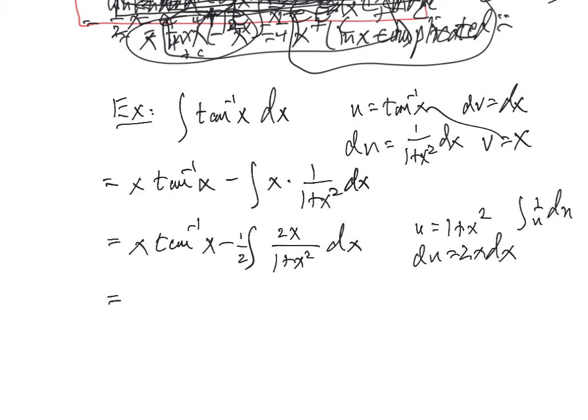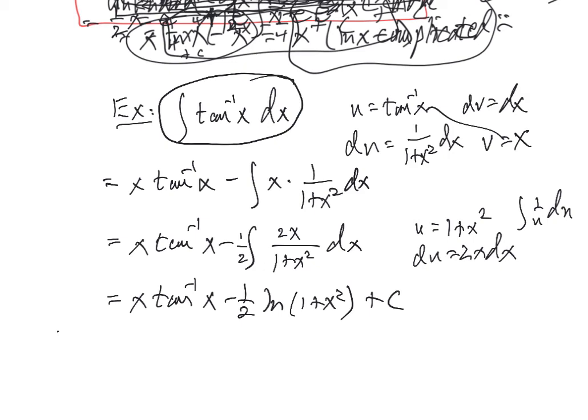And therefore, the antiderivative will be a log. The log of the bottom. Notice that the bottom can never be negative, so I don't need absolute value signs. Write a plus c, and there we have it. The antiderivative of the inverse tangent.